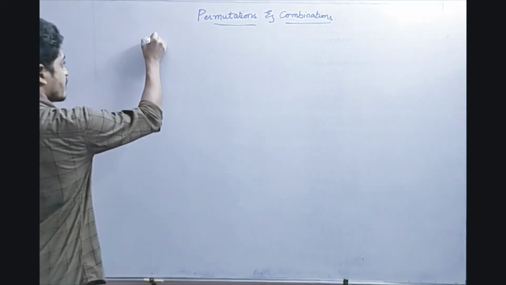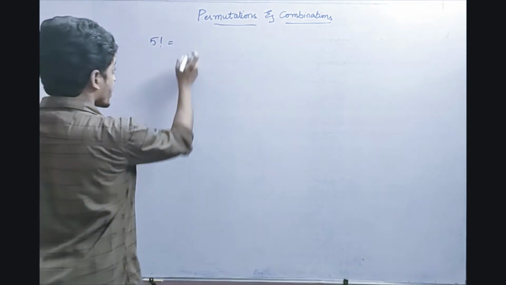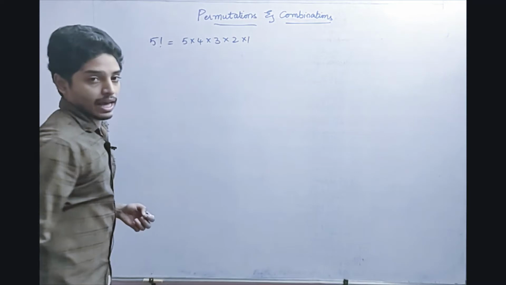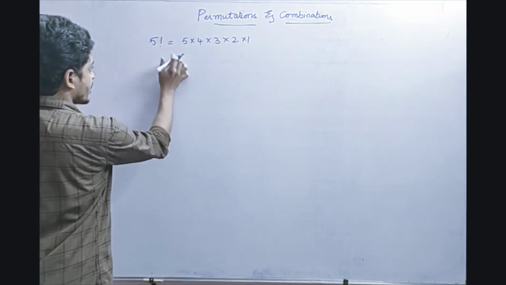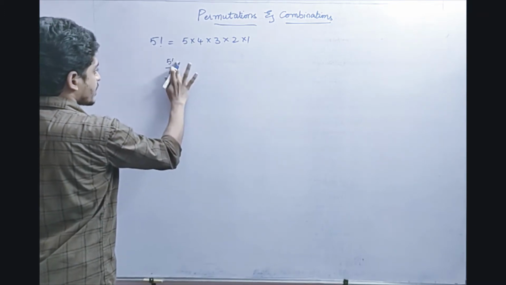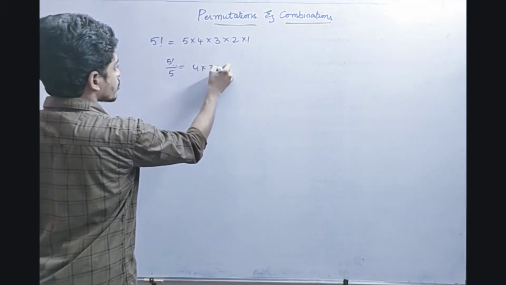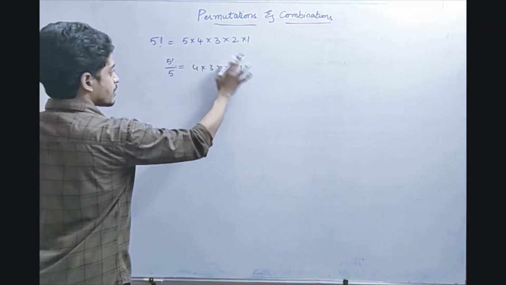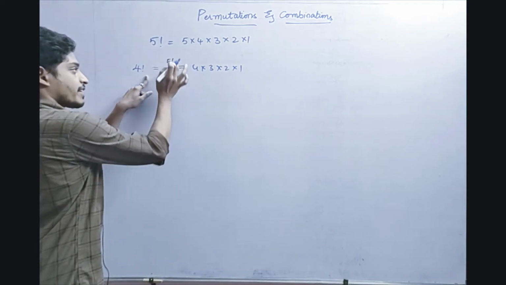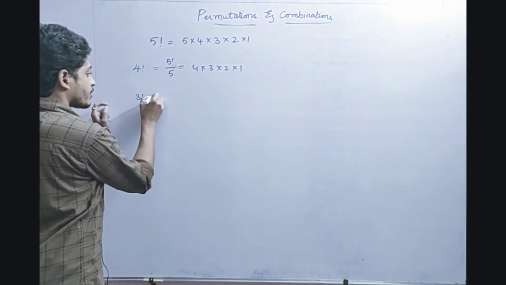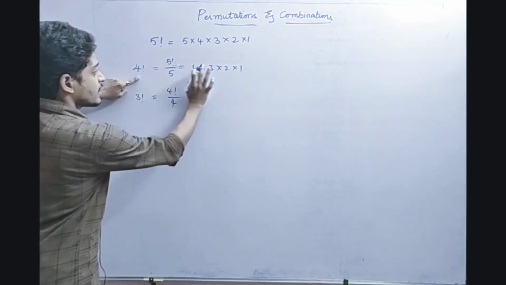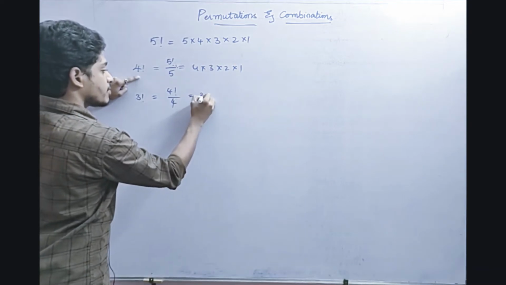See friends, 5 factorial equals 5 into 4 into 3 into 2 into 1. Am I right or not? If I take the 5 out, what will I get? 5 factorial by 5, the remaining terms are 4 into 3 into 2 into 1. This is nothing but 4 factorial. So 4 factorial is 5 factorial by 5. Then what is 3 factorial? 4 factorial by 4. If 4 comes down here, 3 to 1 is the remaining one.